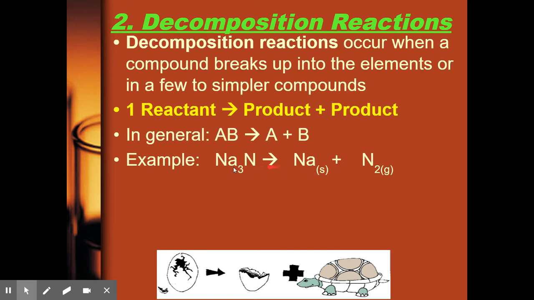So we have to balance this now. We have 3 sodiums here, 1 sodium there. Oh, I'm sorry, I balanced it a different way. I went with the nitrogens first. You have 2 nitrogens here. You start off with 1 nitrogen, so you put a 2 here. Now we have 2 nitrogens.